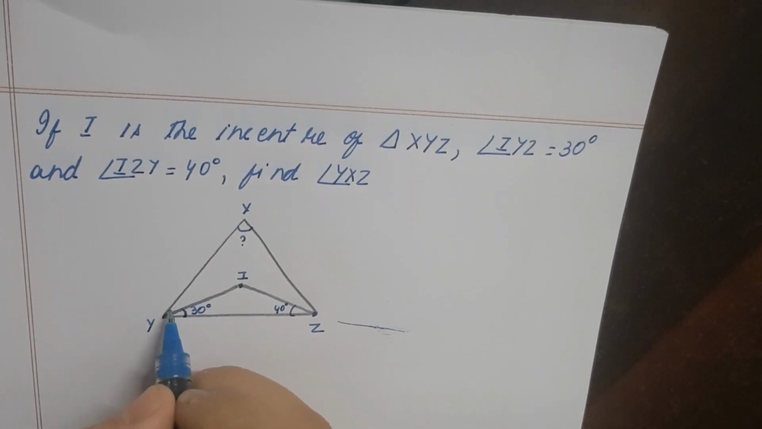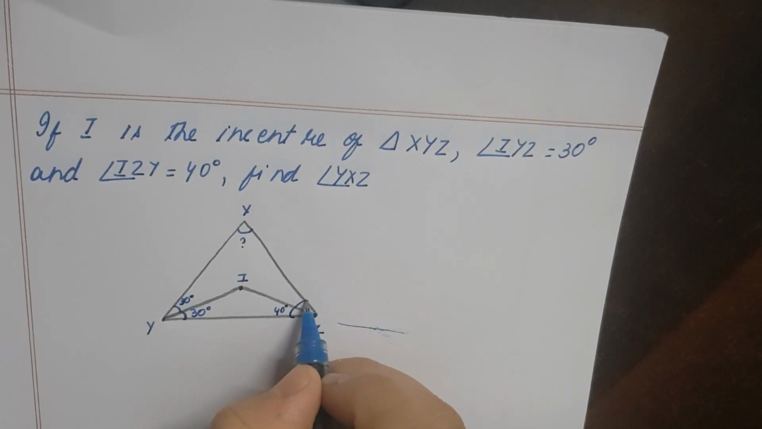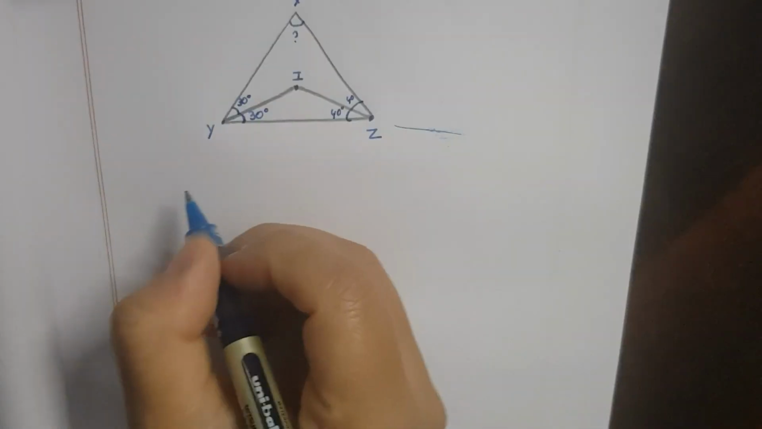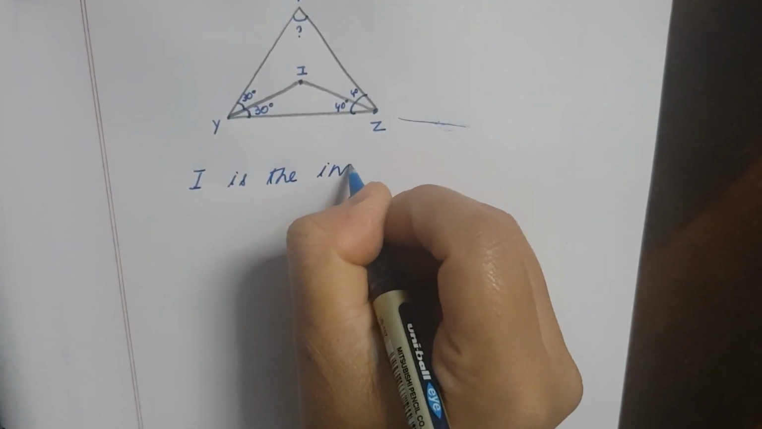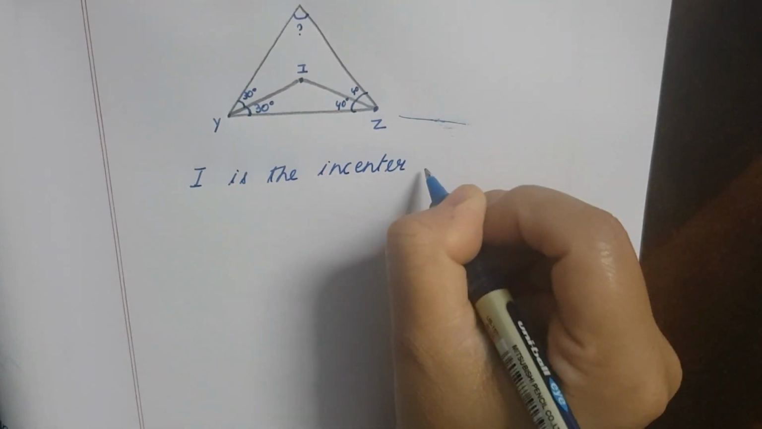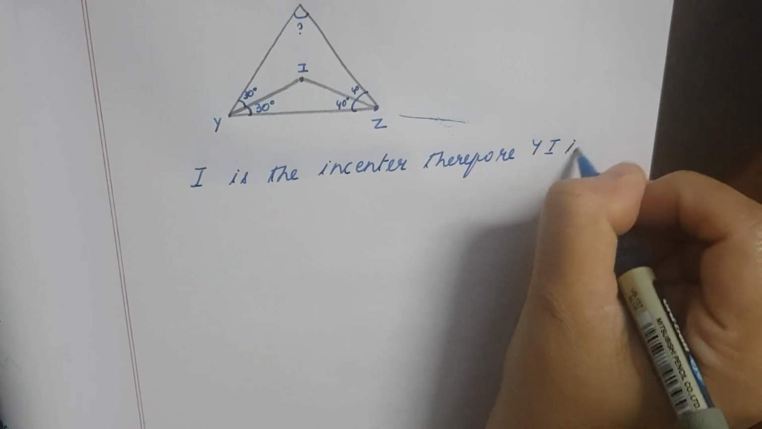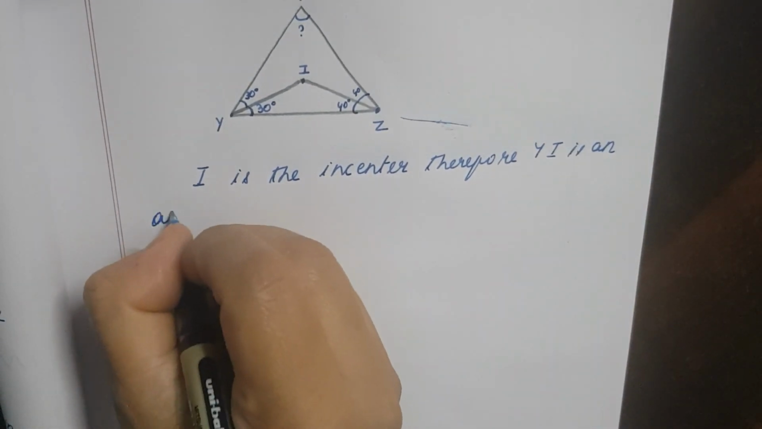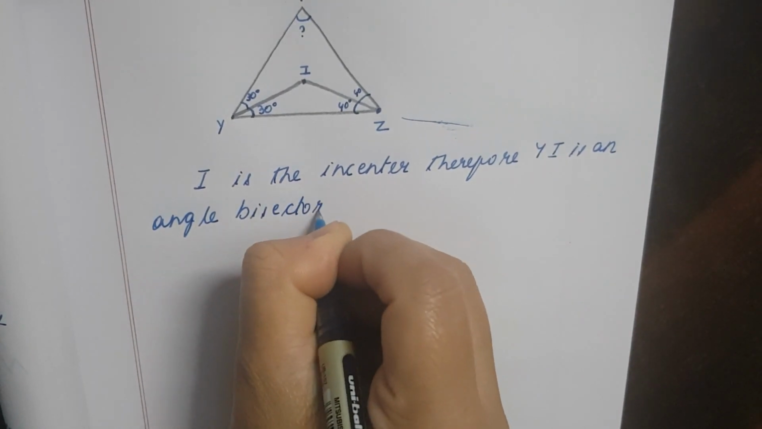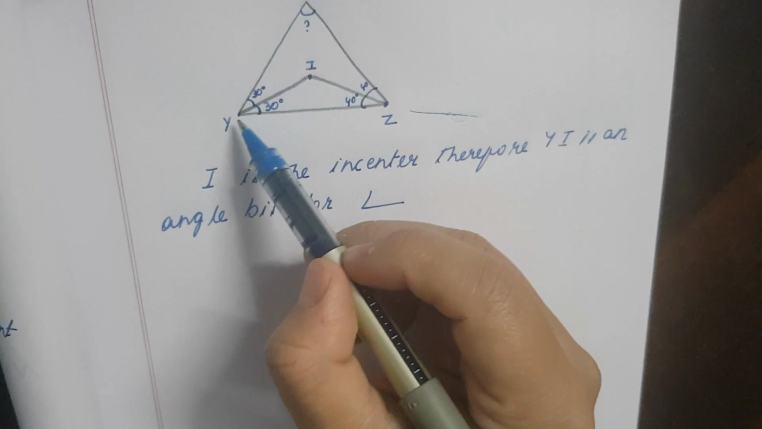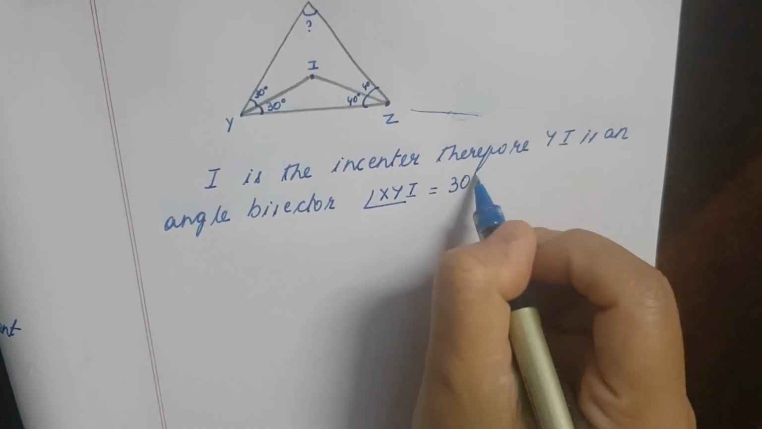So if this is 30 degrees, this part is another 30 degrees. And similarly, if this is 40 degrees, this part is again another 40 degrees. I is the incenter, therefore YI is an angle bisector. Angle XYI is equal to 30 degrees.